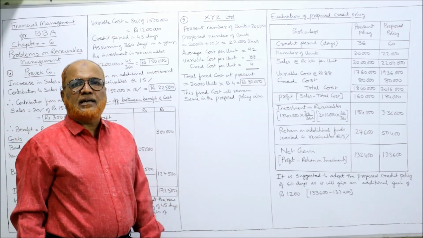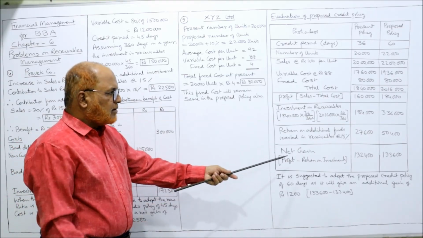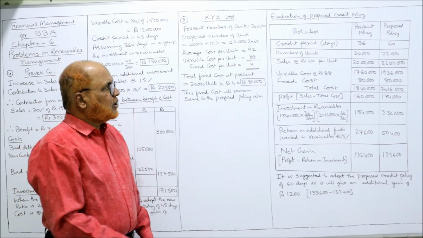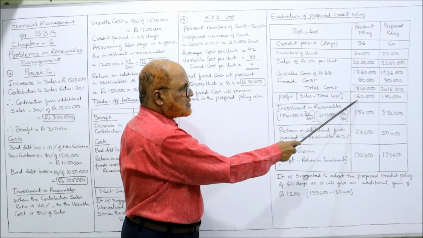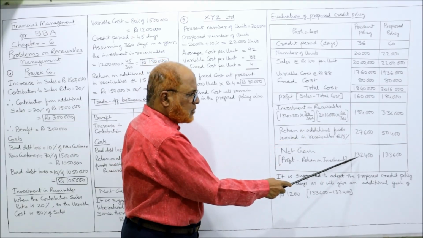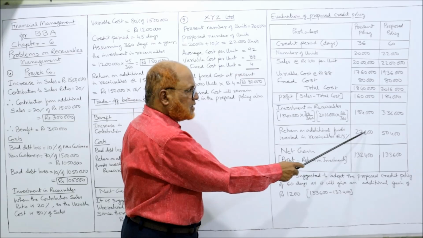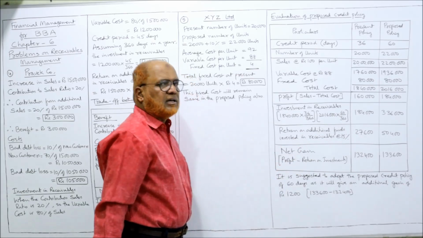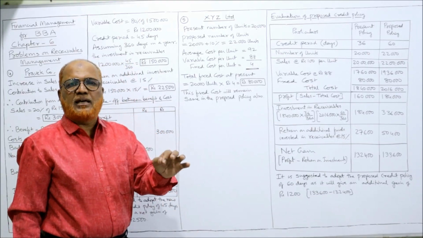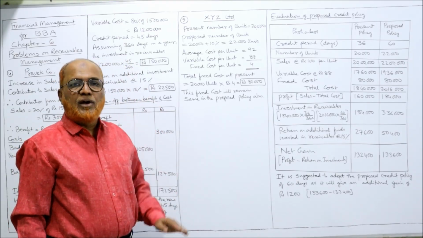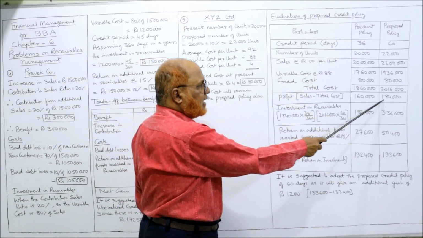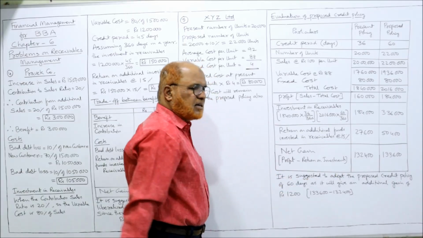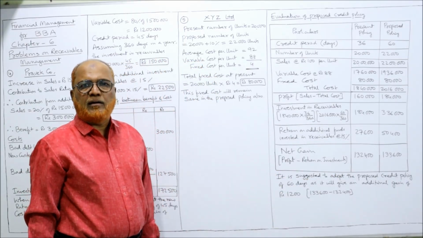Now we need the net gain. So in order to calculate the net gain, profit minus return on investment. So profit is how much? 1 lakh 60,000. Return on investment 27,600. So 1 lakh 60,000 minus 27,600, you will get 1 lakh 32,400. This is the net gain from the present policy. In the proposed policy, 1 lakh 84,000 minus 50,400, you will get 1 lakh 33,600. This is the ultimate gain.